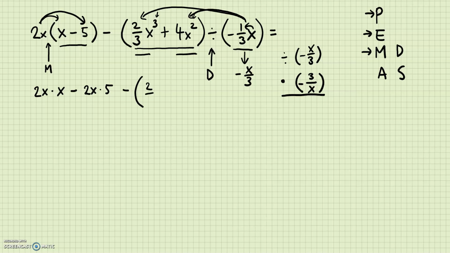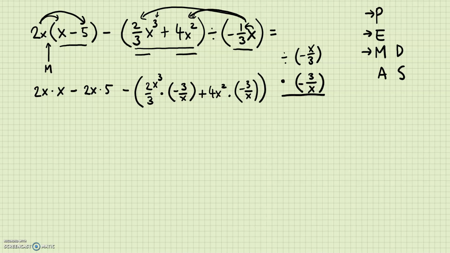Okay, so we have 2/3 x cubed. Again, let's write the x cubed on the numerator. Times a negative 3 over x plus 4x squared. Let me make room. Okay, times negative 3 over x. All right, so now let's simplify each of these components.